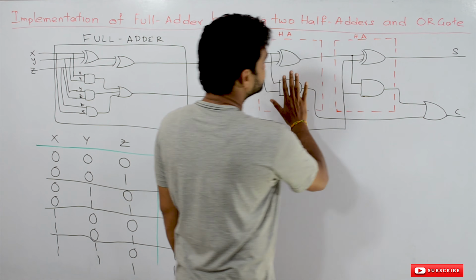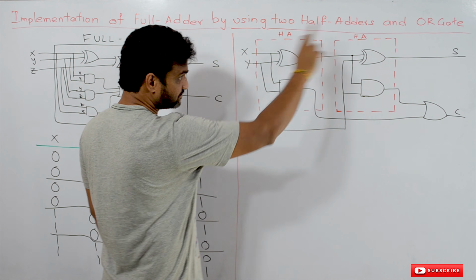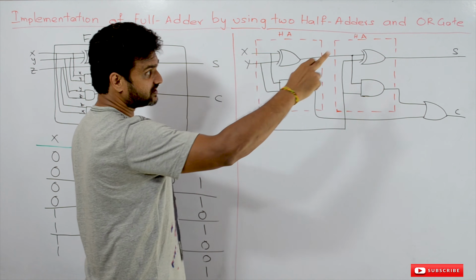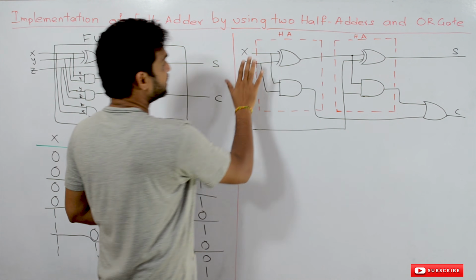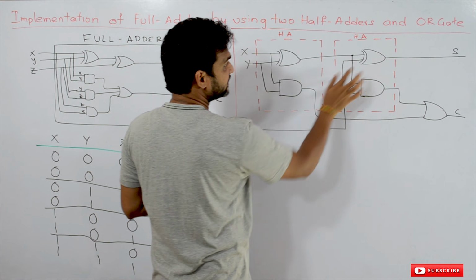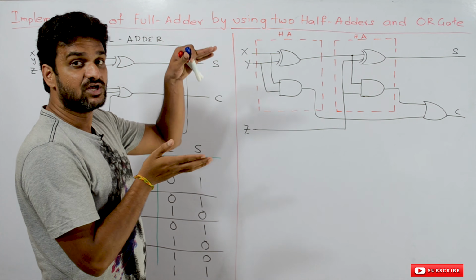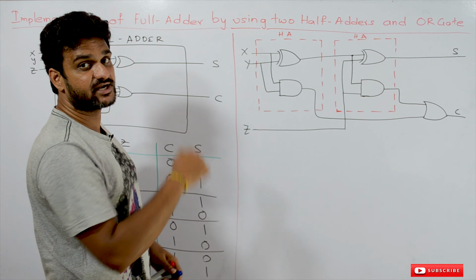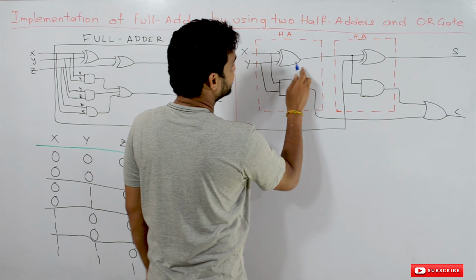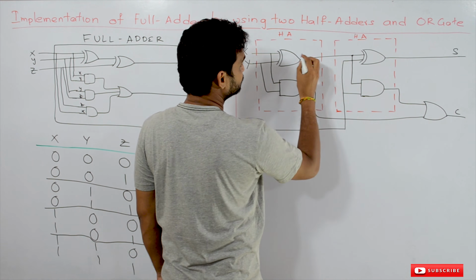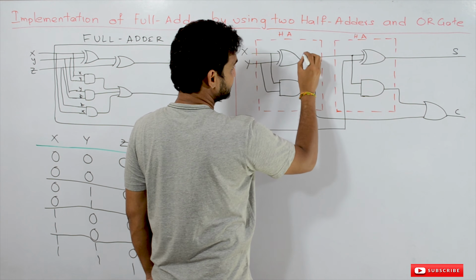Now this is a half adder, this is a half adder, and this is an OR gate, and this complete circuit is going to be the logic of full adder. So XOR gate, AND gate, XOR gate, AND gate. In the design of half adder, we have an XOR gate and an AND gate. What is the output of this XOR gate? We'll try to see the outputs of S and C step by step.